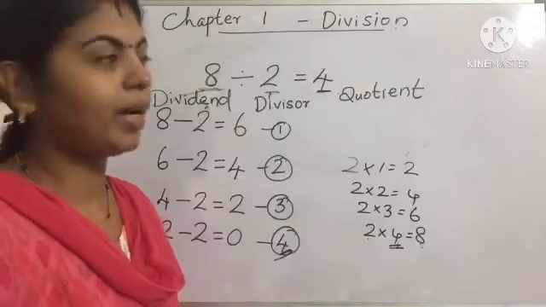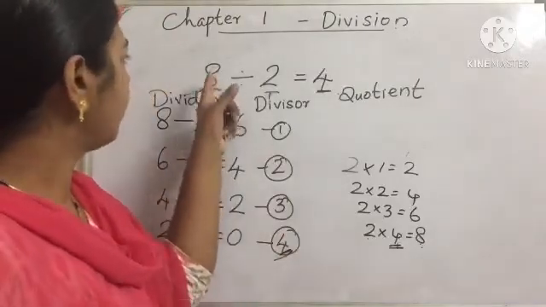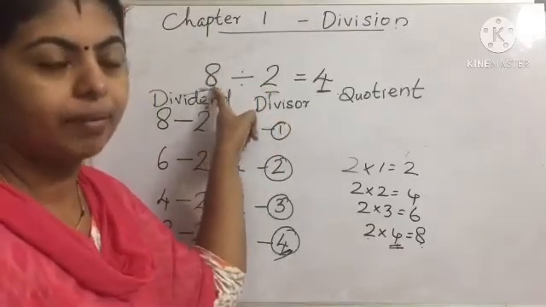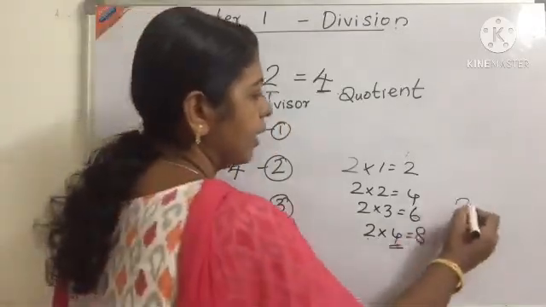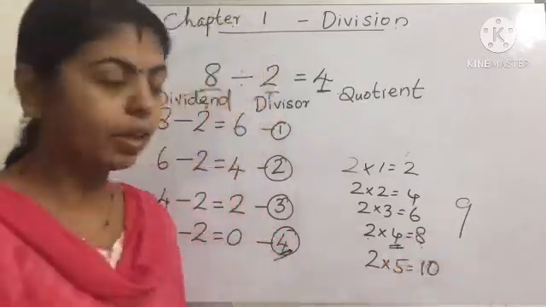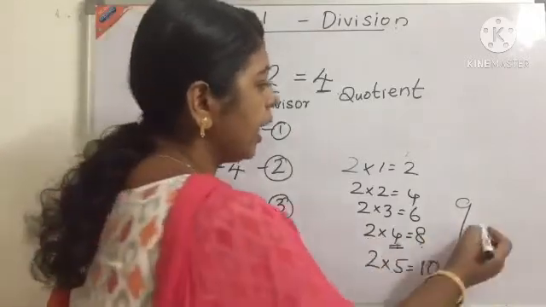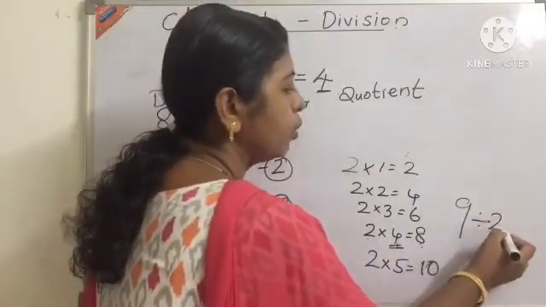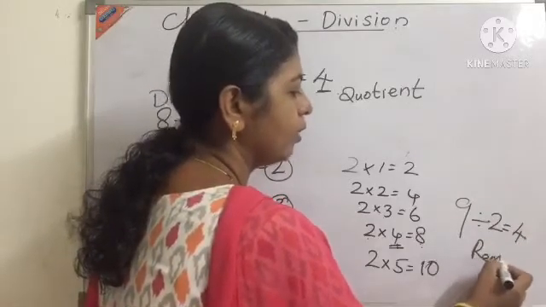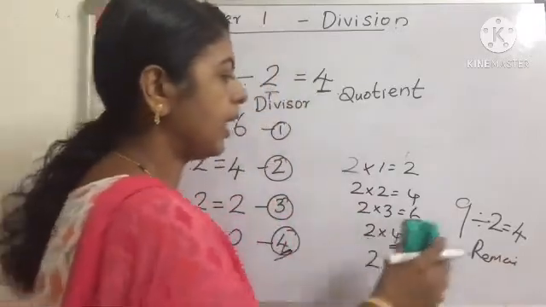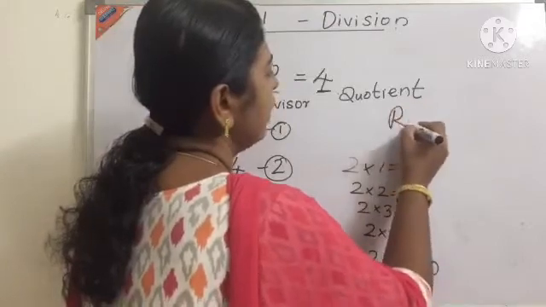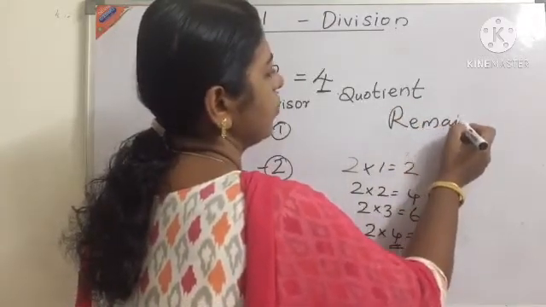We get a remainder when the number is not in the multiplication table of 2. Here 8 is there. Suppose it's 9. In the table, 2 into 5 is 10. We will study all these things later. 9 divided by 2, we will get the answer 4 and the remainder 1. We will study that later. Then the next word is remainder.